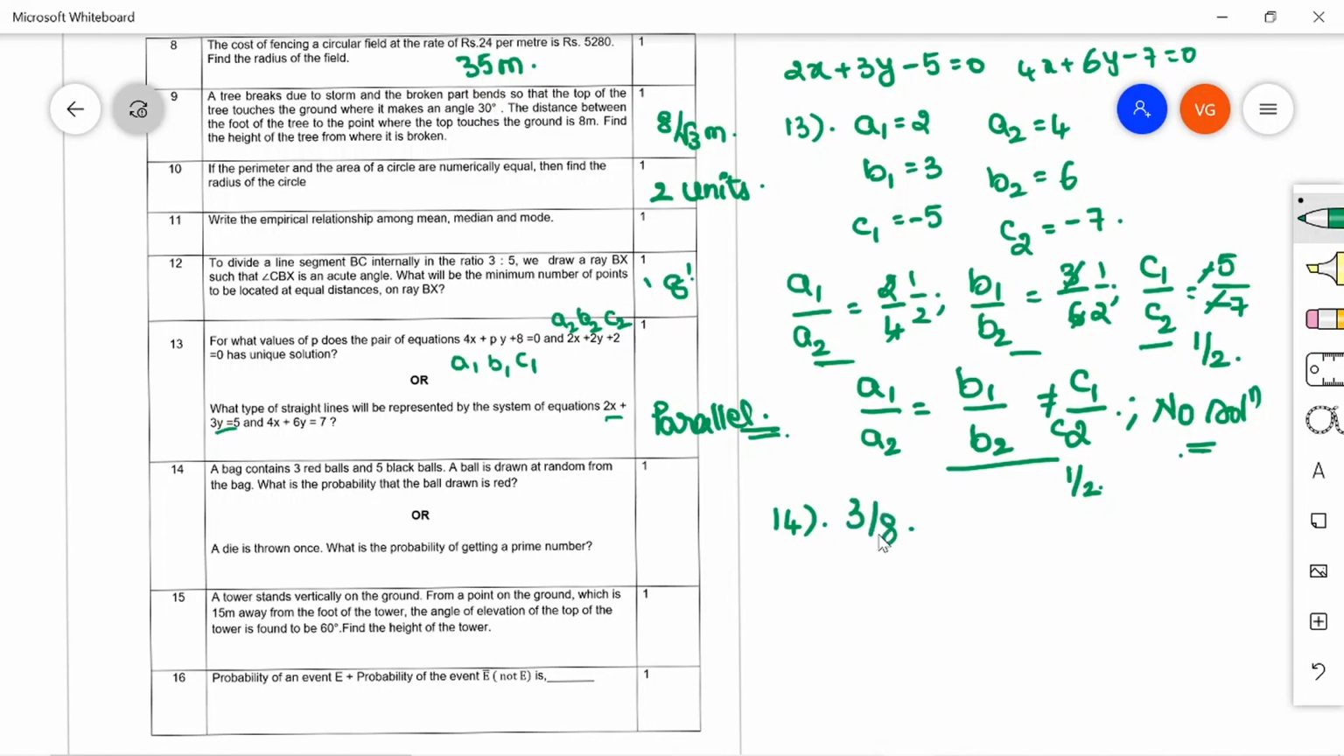Right? Next, the second part here is a die is thrown once. What is the probability of getting a prime number? So die, you have 6 faces here. So 1 to 6 numbers, write it down. Out of that, what are the prime numbers? 2, 3 and 5. So the probability of getting the prime number is nothing but here 3 by 6. So that is nothing but 1 by 2.